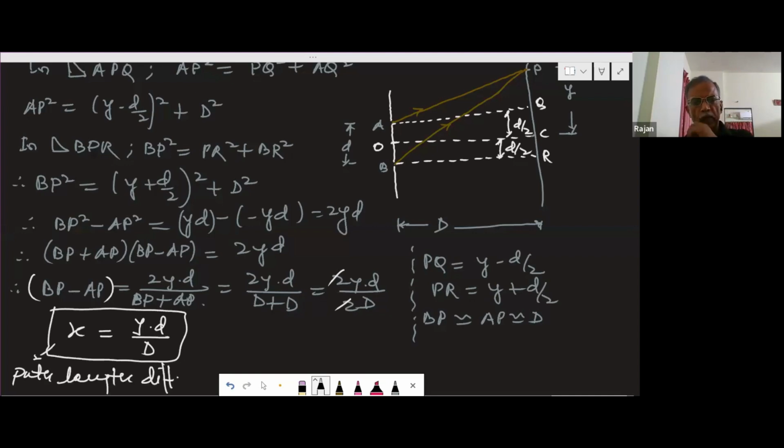From here onward, we can make it out because we know the condition for path length difference: what will be the path length difference for constructive interference, that is for the bright fringe, and what will be the path length difference for destructive interference, that is your dark fringe. That we'll do next. First, you note it down.